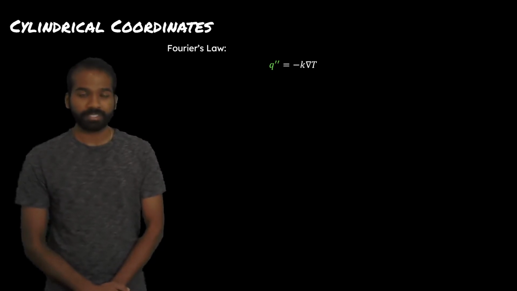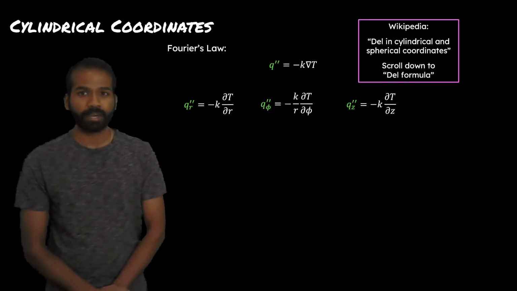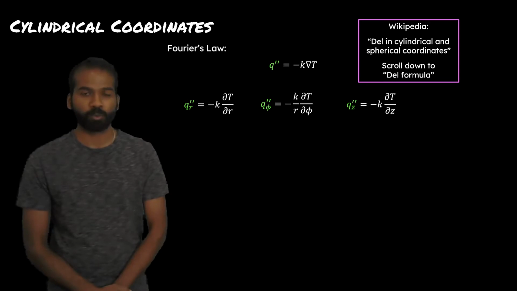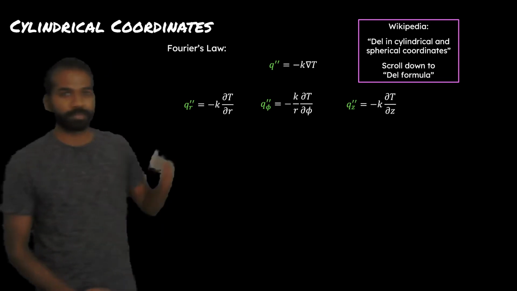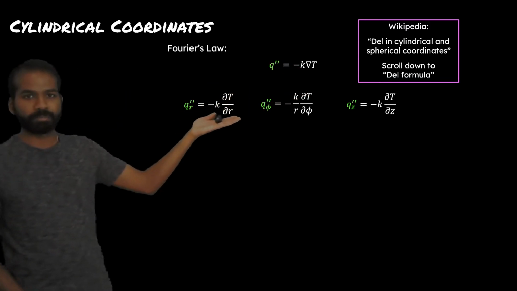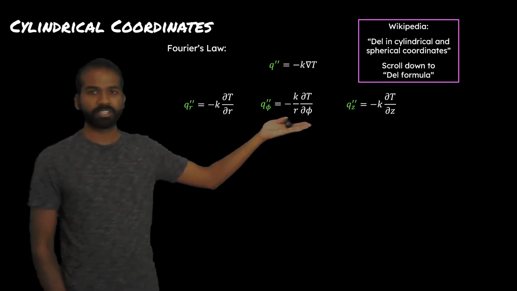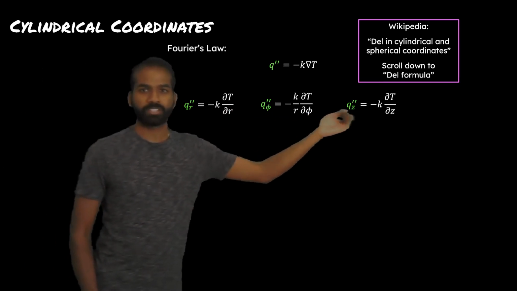And we can express this now in cylindrical coordinates. This can be done pretty easily just by looking up del in cylindrical and spherical coordinates on Wikipedia and scrolling down to the section on the del formula. This is where I go in order to convert this general statement of Fourier's law up top into these three statements: a flux in the r direction, a flux in the phi direction, and a flux in the z direction.